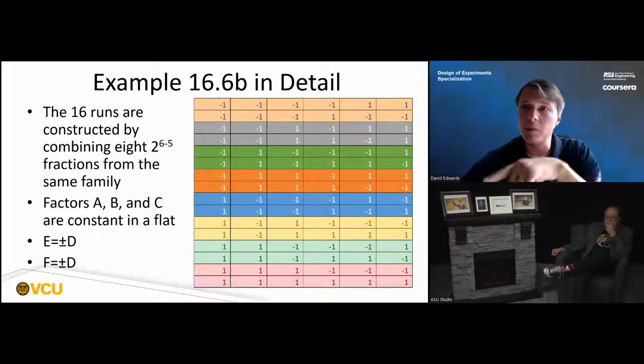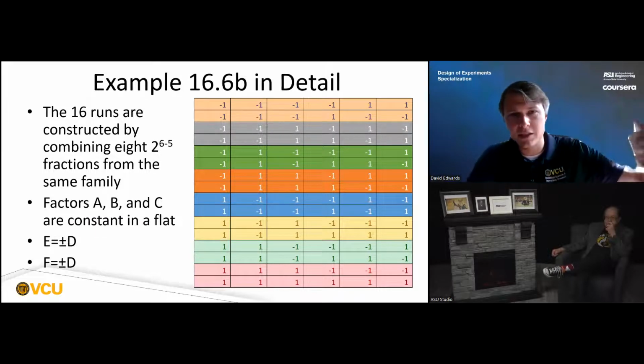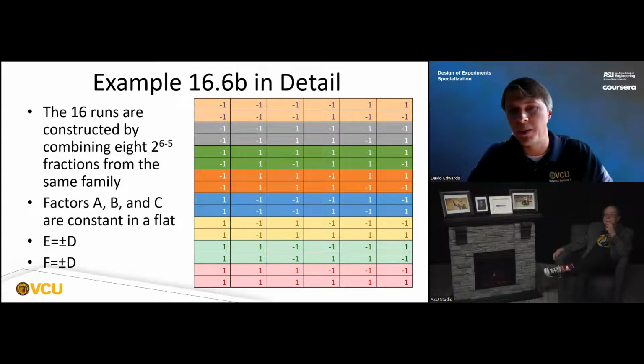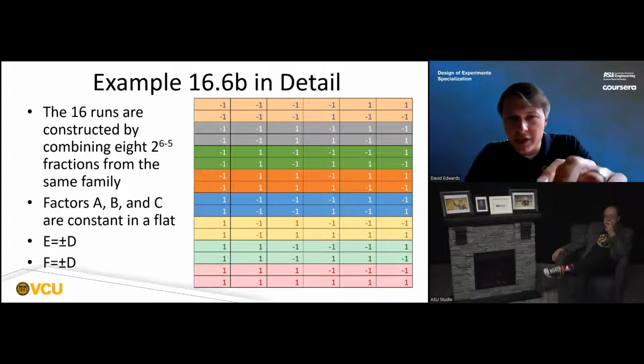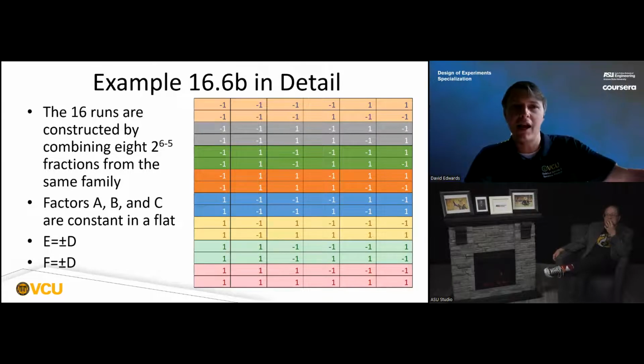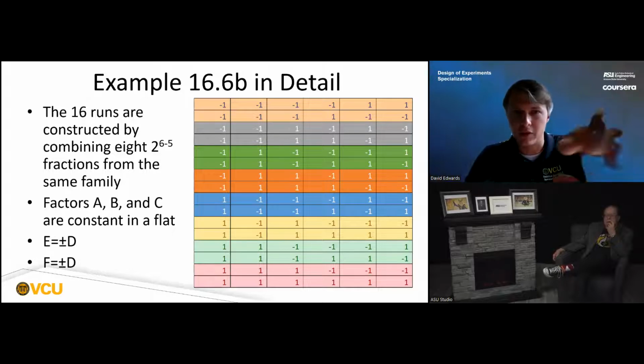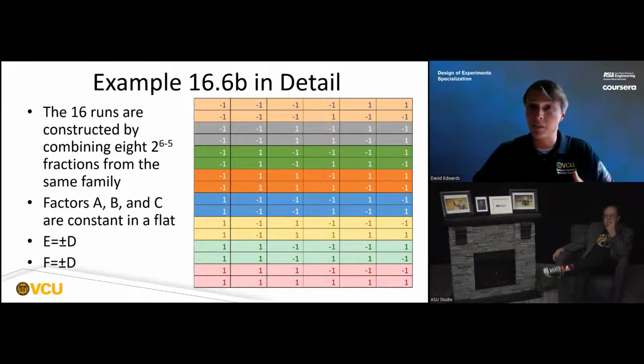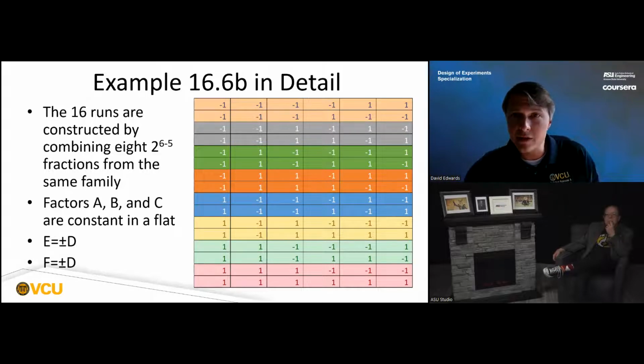and the design on the right this way. Now this one's a little bit more complicated because it takes 8 fractions from the same family, all concatenated together. You might think, geez, these are really tiny fractions, and they are. This is 6 factors in 2 runs for every single one of these little fractions. So here we're combining 8 2 to the 6 minus 5 fractions from the same family, just putting them all together. If you look at the pattern, you'll see A, B, and C are constant in every single one of those sets of 2 runs.